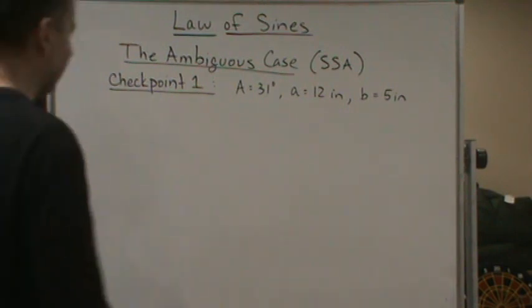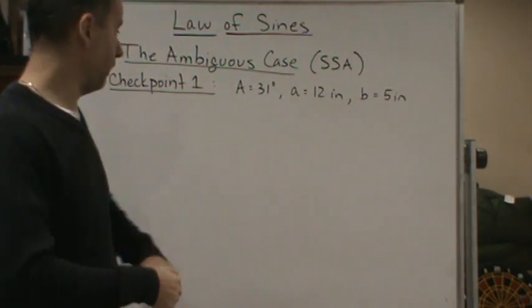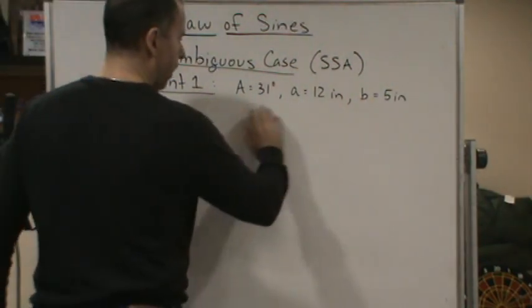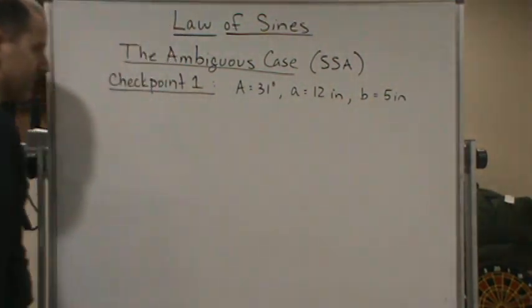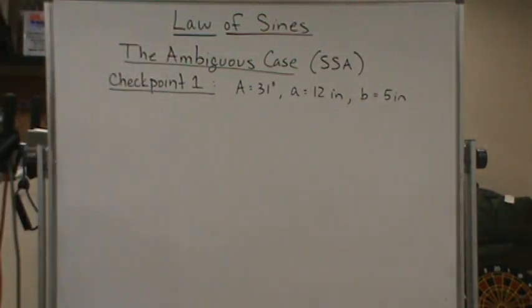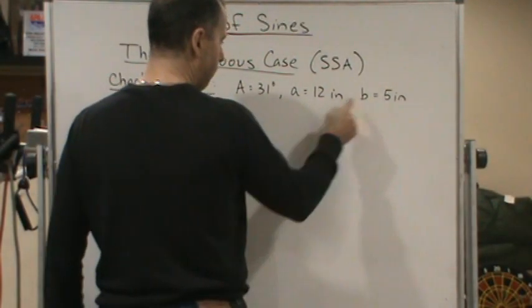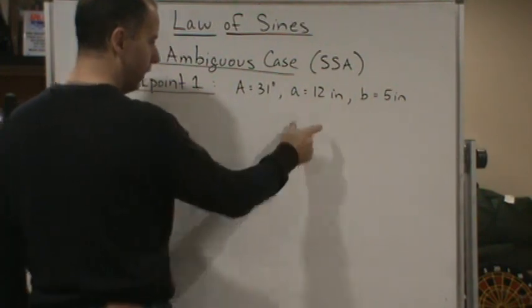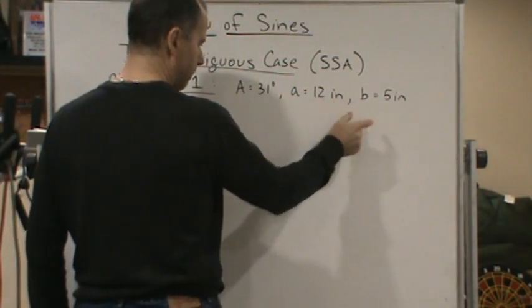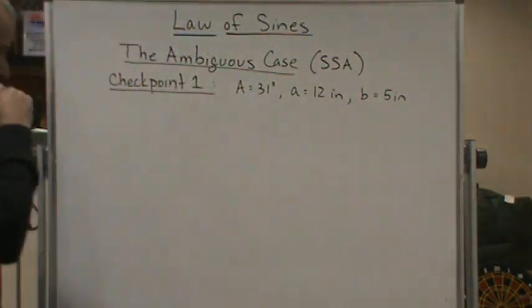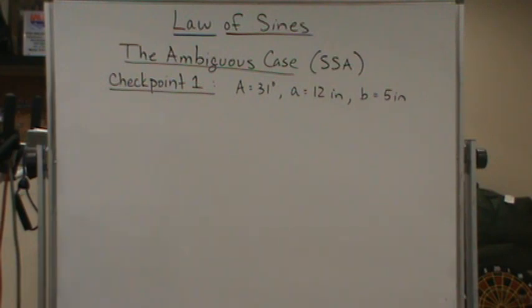All right, welcome back. Now, let's do this checkpoint. So again, we want to solve the triangle that has those three parts. We've got the two sides, A and B, and then we've got angle A. Determine how many triangles you have, if any, and then solve it and come back and see if you got the same thing I got.